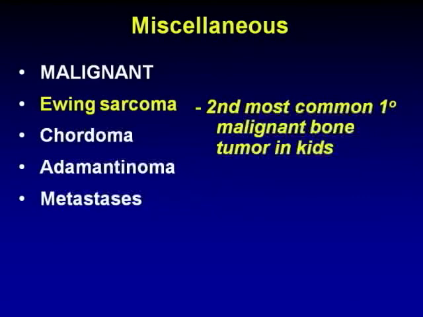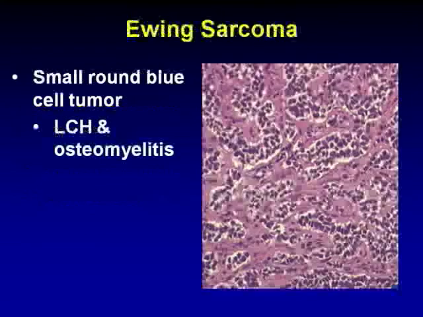Finally, some miscellaneous malignant lesions. Ewing sarcoma is the second most common primary malignant bone tumor. Histologists call this a small round blue cell tumor in the same category as LCH and osteomyelitis.